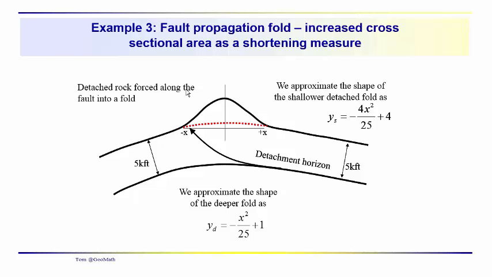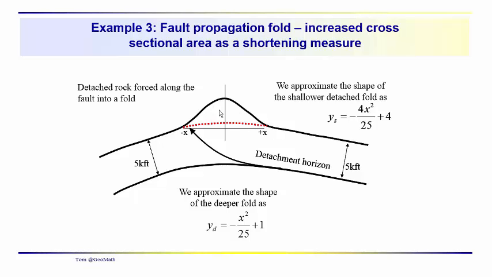This is a twist on a shortening problem. We're going to be using integrals to evaluate or determine the excess area that was produced by a fault propagation fold. We've got a lithotectonic unit here with a detachment or a décollement near the base, and there's been a little bit of displacement, and then this fault propagation fold has been produced.